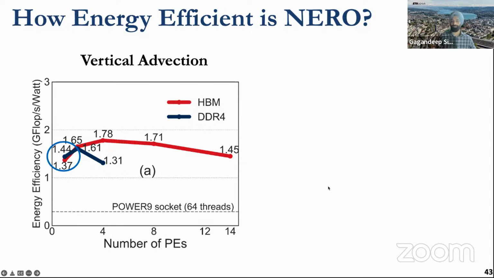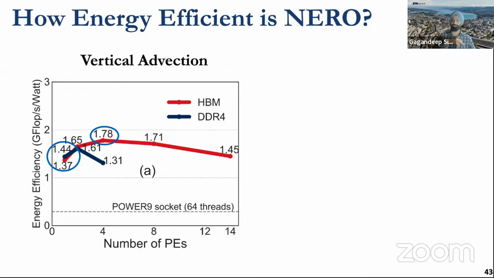However, as we start increasing, we again see that we're getting better energy efficiency from HBM-based designs. But after a while, it saturates, especially for vertical advection, because as I mentioned, it's a bit more complex and has a lot of control flow compared to horizontal diffusion. So in the end, it's not super well suited to be accelerated on the FPGA, but we still get better performance compared to CPU.